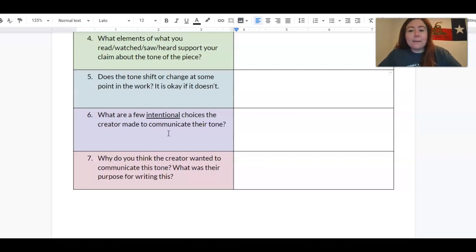And then this leads us to number seven. So why do you think the creator wanted to communicate this tone? So what was their purpose for writing this piece or creating this music video, okay? So you start off with what is this piece about? It leads you to the tone of your piece, which is then gonna lead you to the purpose of why the creator created this piece.